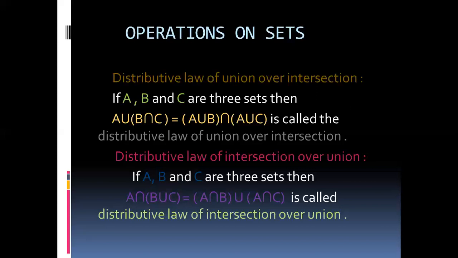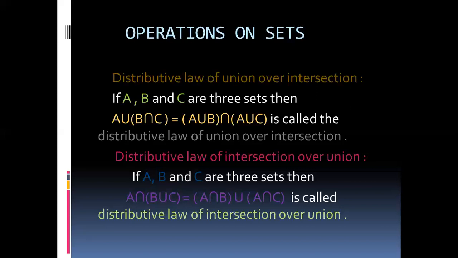A union, according to the first definition, union over intersection, and you see that first we use the notation of union and then we use the notation of intersection. Same way, first you simplify the left hand side and then the right hand side, and at the end both answers will be same. The second law is distributive law of intersection over union.